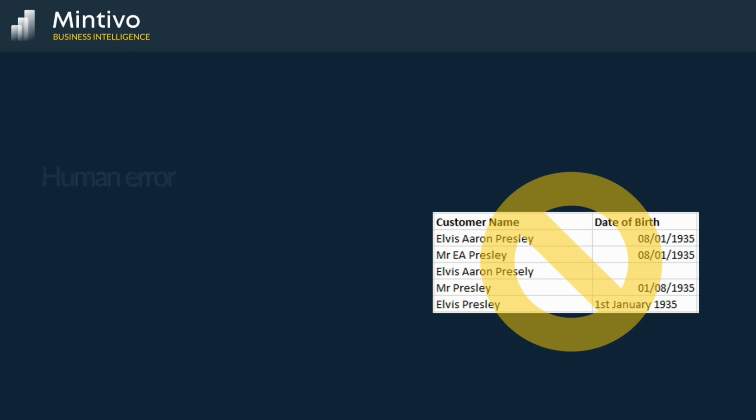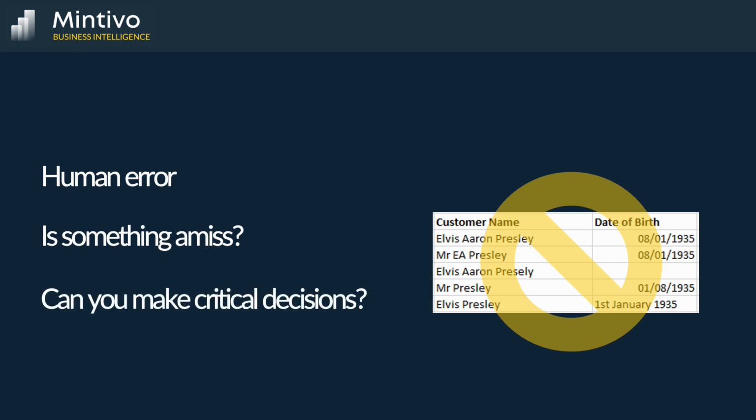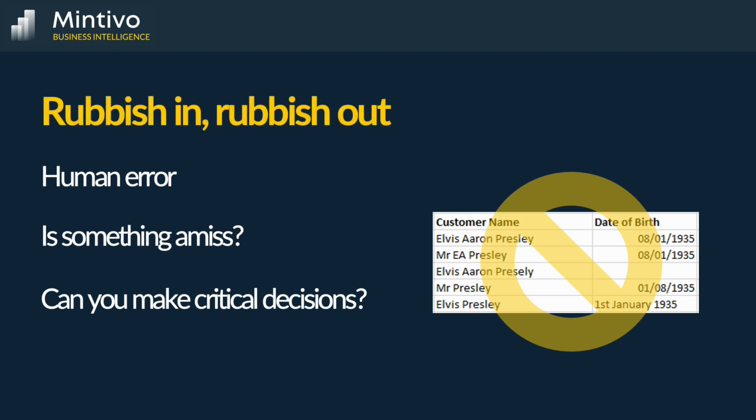No matter how diligent we are, there's always a risk of human error. We're not robots and we all make mistakes. Sometimes you're left wondering if the report is even correct. Is something amiss in the data input that's skewing the figures? And can you absolutely rely on the reports to make your critical decisions? The term rubbish in, rubbish out often comes to mind when you look at reporting solutions built from spreadsheets.